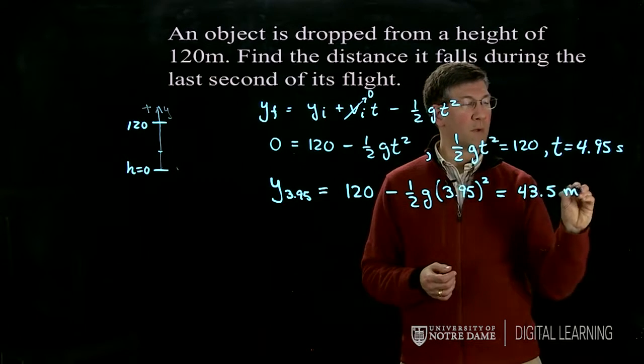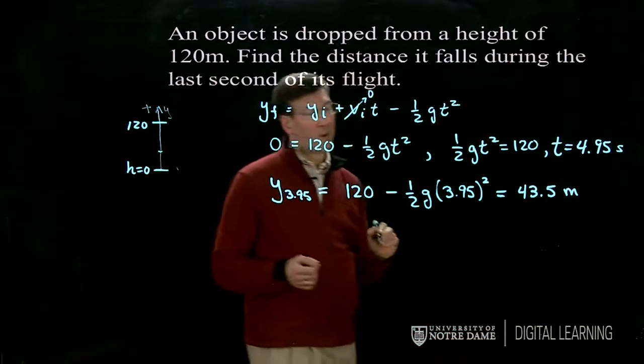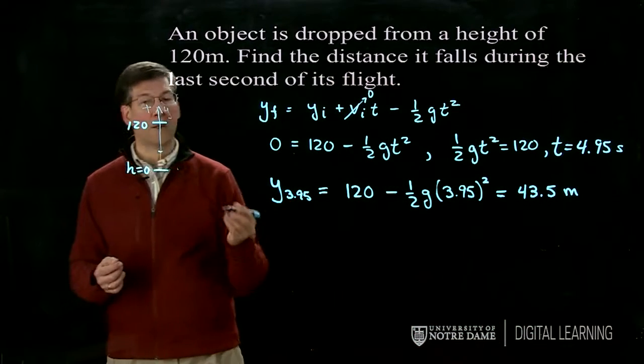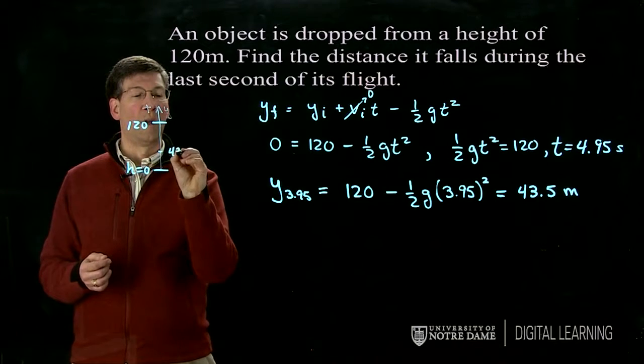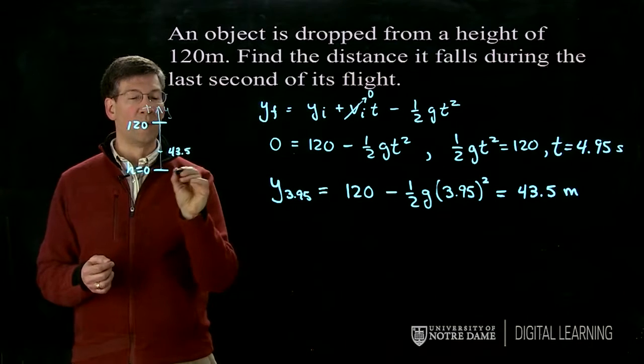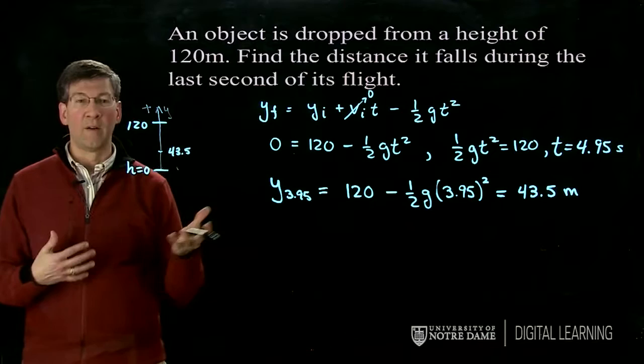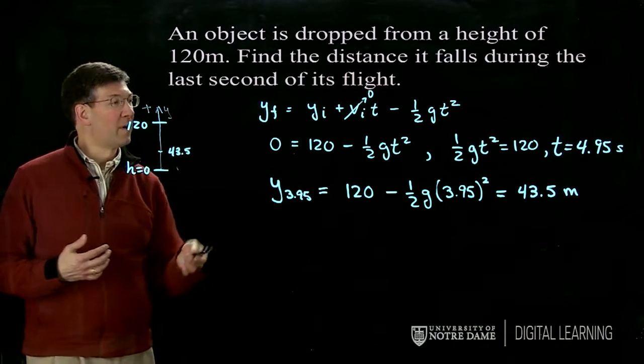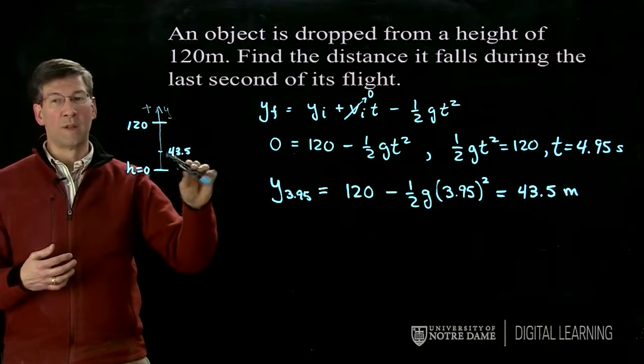43.5 meters. So that tells me that during the final second of its fall, it starts at a height of 43.5 meters and reaches the ground at 4.95 seconds. So it falls 43.5 meters during the last second of its flight.